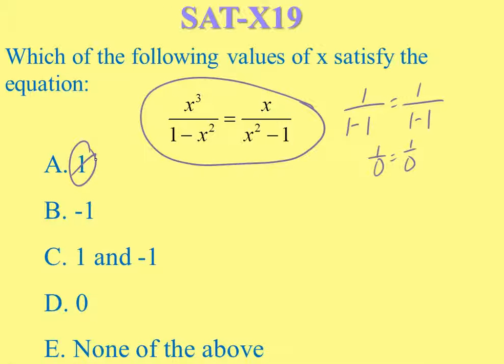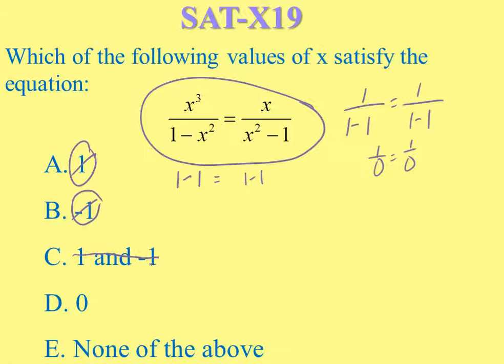Now, negative 1, very similar, because all you have to do is look at the denominator. If you put negative 1 in the left denominator, you get 1 minus negative 1 squared, which is still positive 1. Right-hand side denominator also, you have negative 1 squared, which is 1 minus 1. So you're going to end up with a 0 in each of the denominators again, which is undefined. So negative 1 is not a choice, which also eliminates answer C. It cannot be 1 and negative 1 since it can be neither.